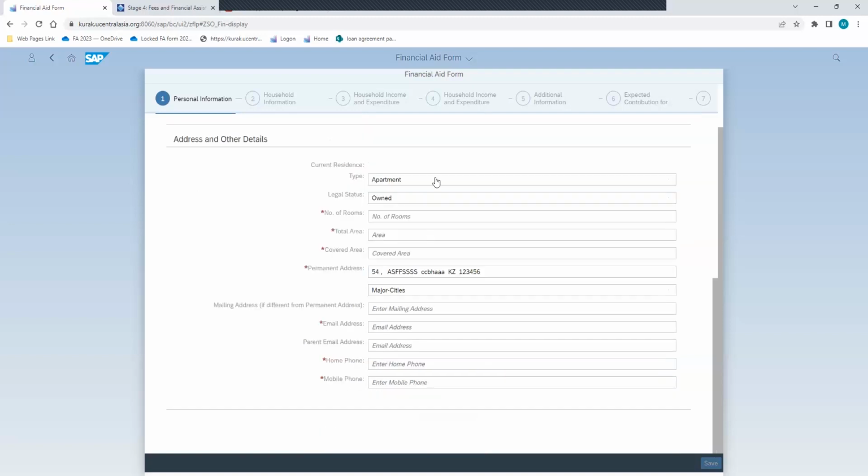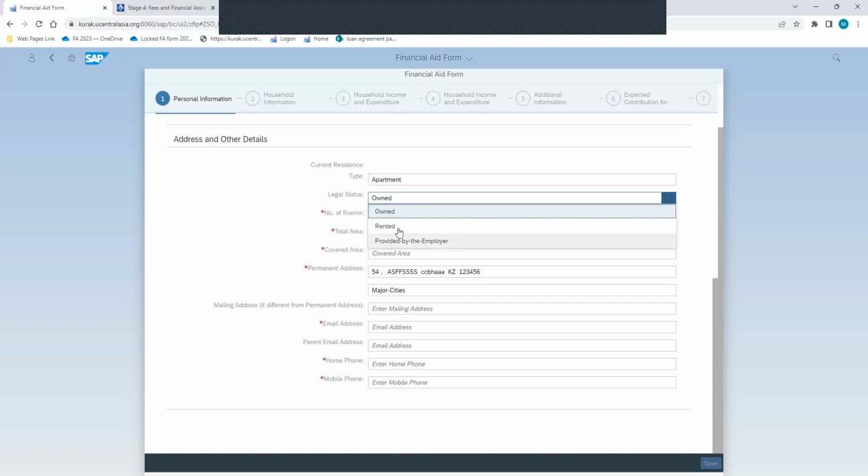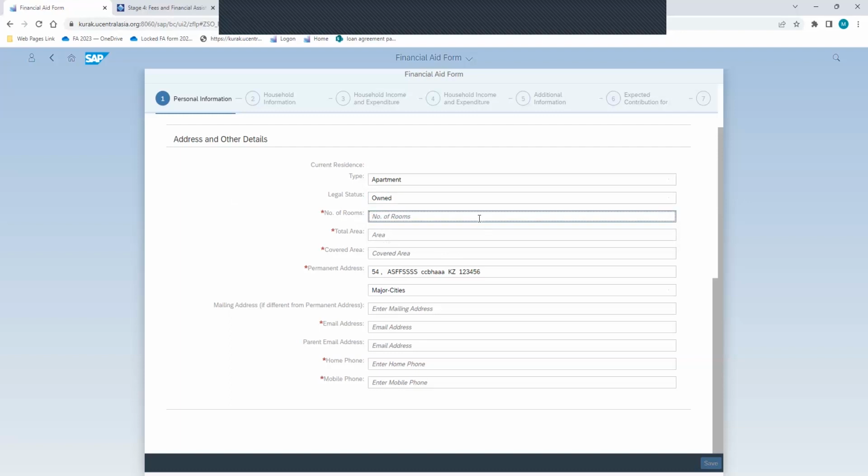I assume you already know what that is, but here you have to choose. We have two options there, apartment and house. So assume I have an apartment, I'm choosing apartment. Legal status of the apartment is owned, rented, or provided by the employer. So I have an owned apartment and I'm choosing owned. Number of rooms, simple question. I do have 4 rooms at home.